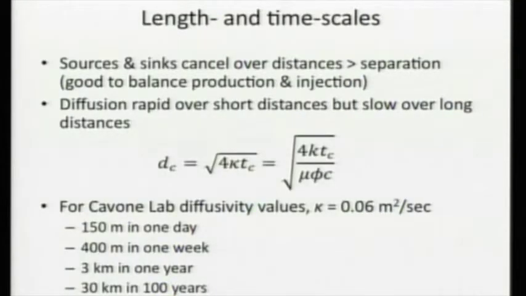One other thing I'd like to say about fluid flow is two important things. One is that when we have sources and sinks, so we have producers and injectors nearby, once we get a little further away than the distance between those two, the effects add, they cancel. Okay? So in Cavone, the net effect has been reduction of pore fluid pressure over the decades that the field has been operating. So we need to include both the production and the injection in our calculations.